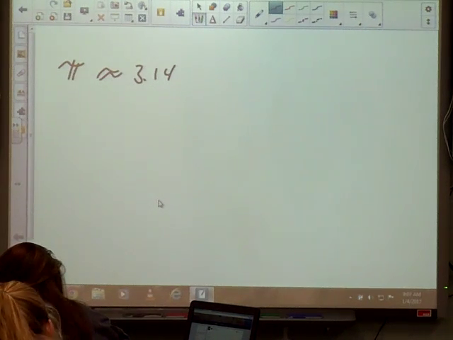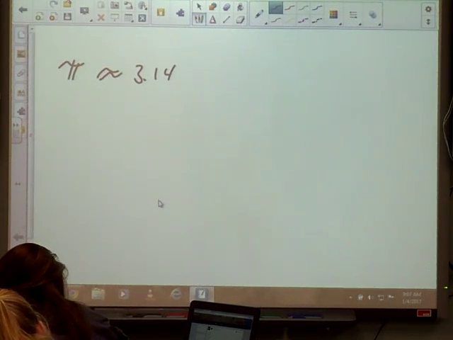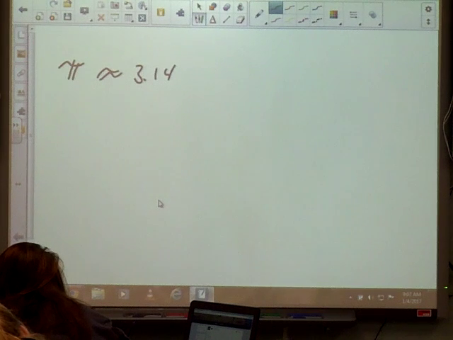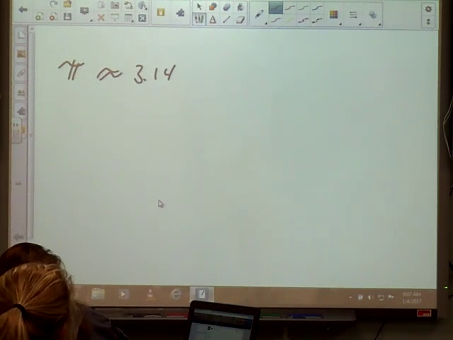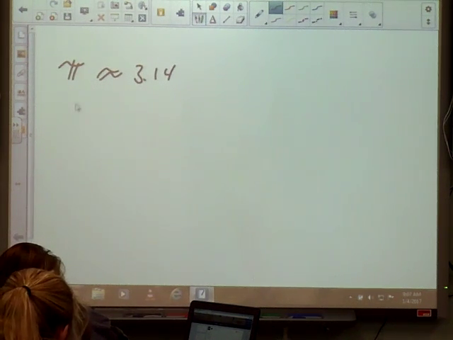Okay, the reason it can keep going is because pi is actually the ratio of the circumference of a circle divided by the diameter. So it doesn't go into it evenly. So somebody can always figure out what is the next digit of pi. It's irrational, it keeps going. e is the same way.